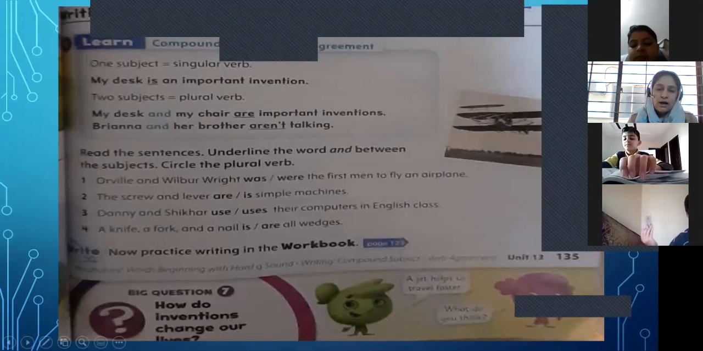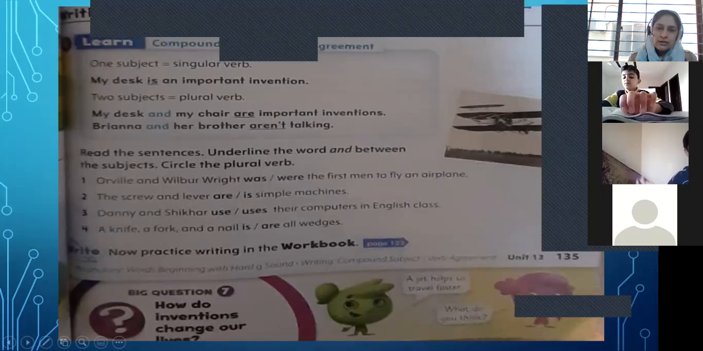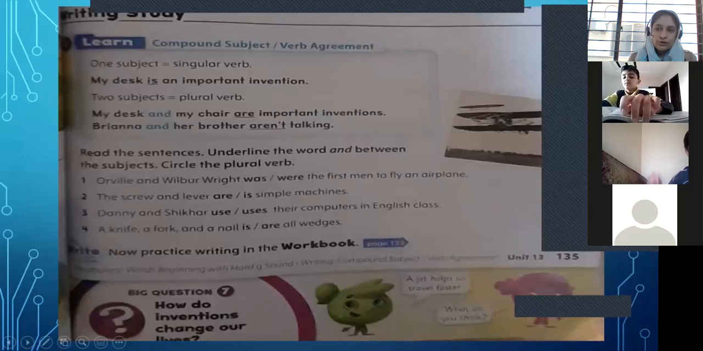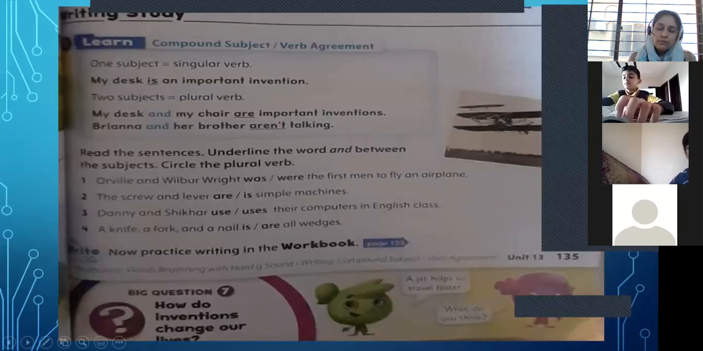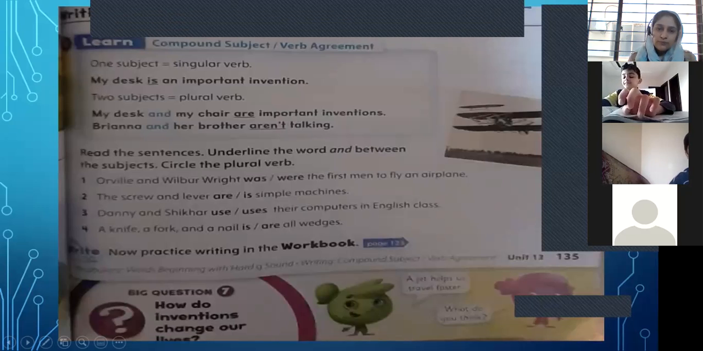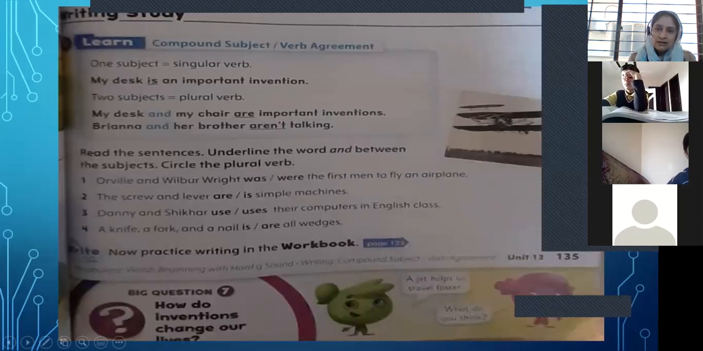So, compound subject verb agreement means, as you all know, that verb is an action word, like playing, sleeping, eating, jumping. These all are the action words. These are called the verb. So, subject and verb agreement means that whenever you are making a sentence, if you have made a correct sentence, that means the subject and verb agree with each other. How will subject and verb agree with each other? Just listen to me over here.